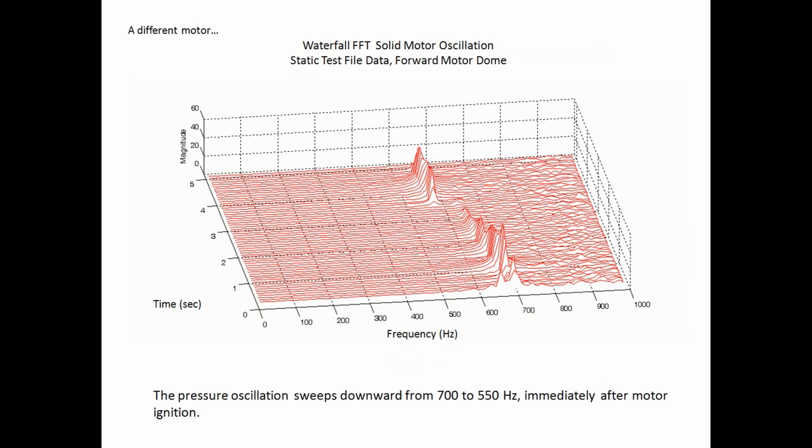Okay, now we have a different solid rocket motor, and the particular characteristic of this was that upon its ignition and for a few seconds thereafter, it had a thrust oscillation or pressure oscillation that swept downward from 700 to 550 hertz. So that was an interesting effect that occurred. And this is not flight accelerometer data. Rather, it's from a static fire test.